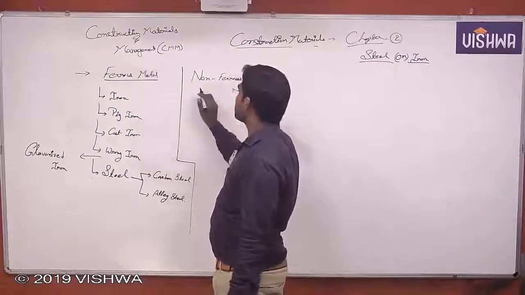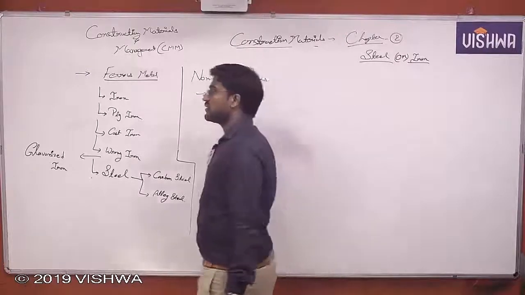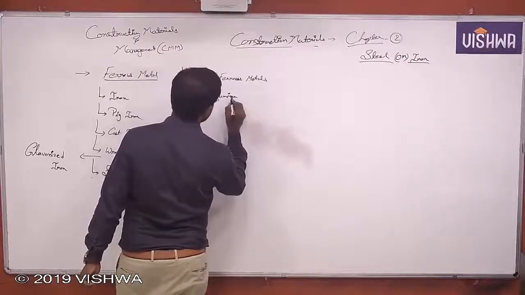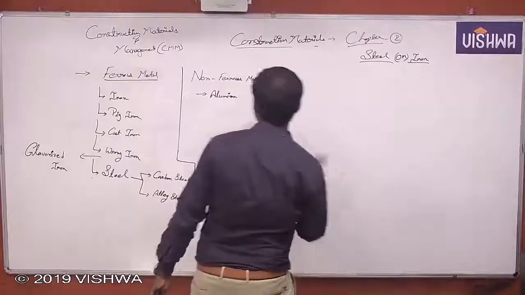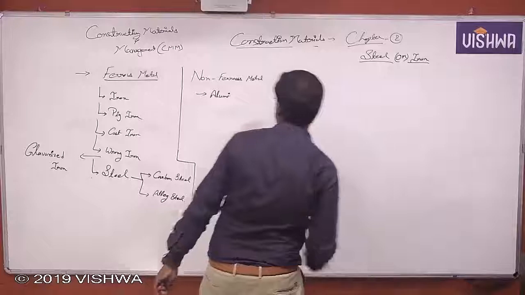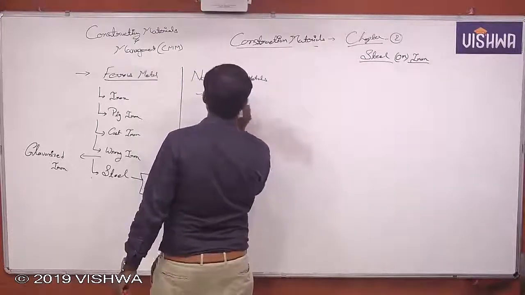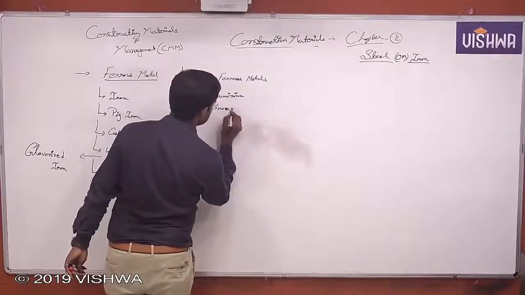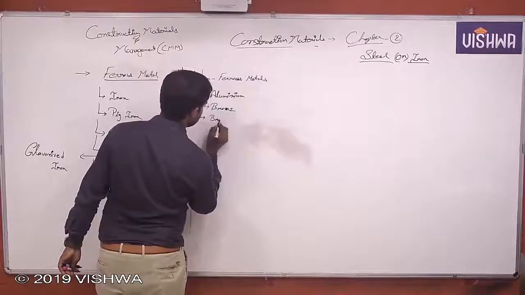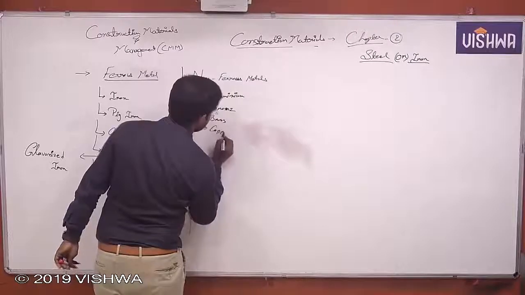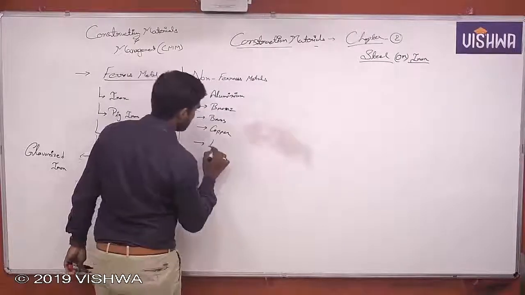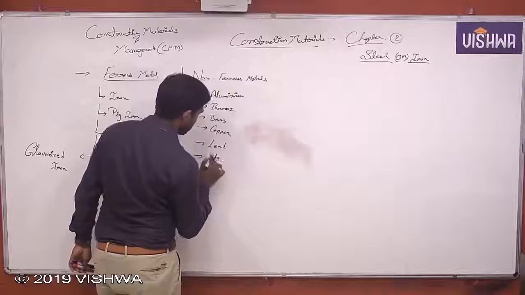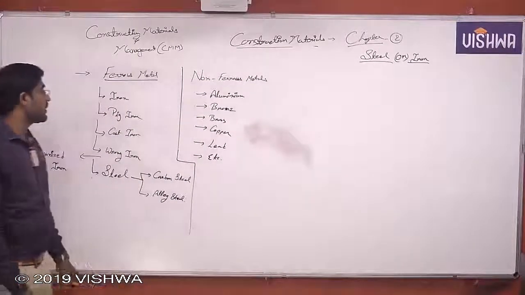Coming to the next category, non-ferrous, the best example is aluminium. Then bronze, brass, copper, and lastly lead, etc. So these are the general compositions of the non-ferrous and ferrous elements.